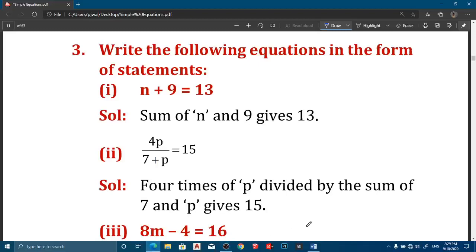Okay. Now the second problem, which is 4p by 7 plus p gives 15. You can write this in the form of, see, the numerator is 4 times of p. 4 times of p is divided by the sum of 7 and p gives 15. Like that you can convert this into the form of a statement. So this is the second problem.